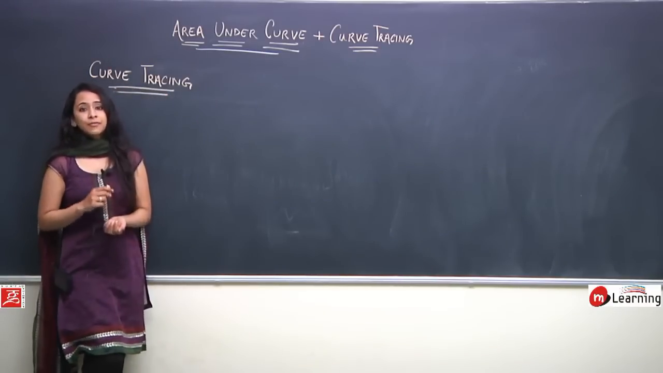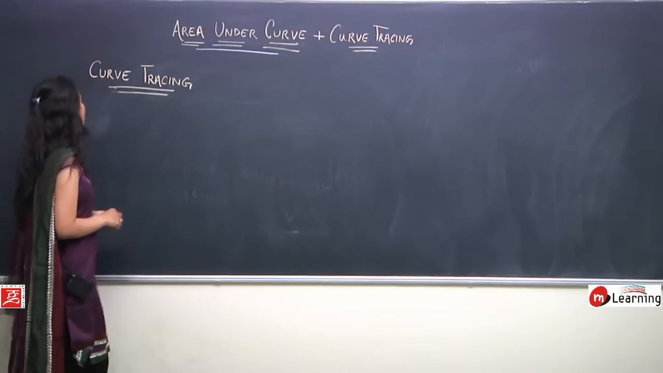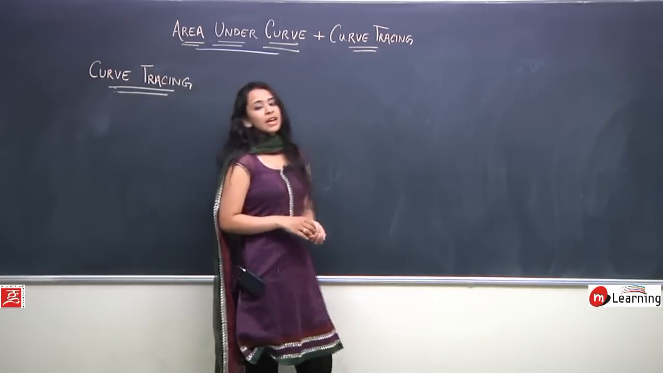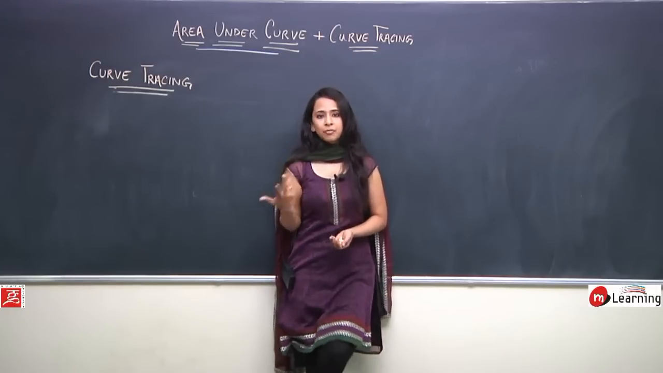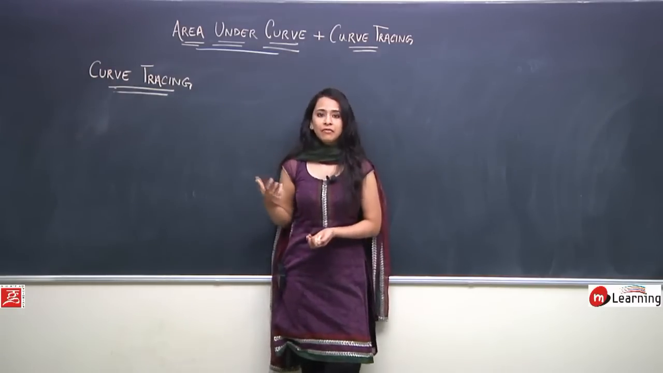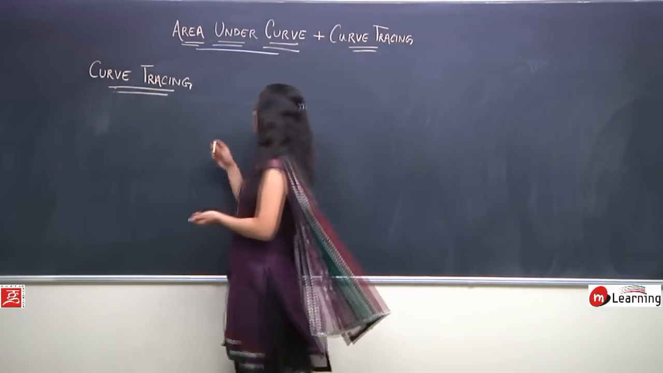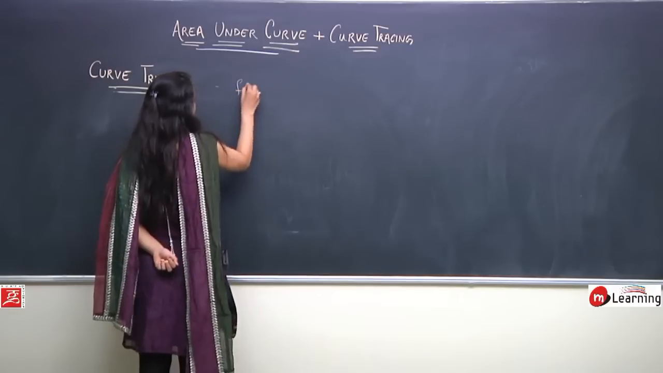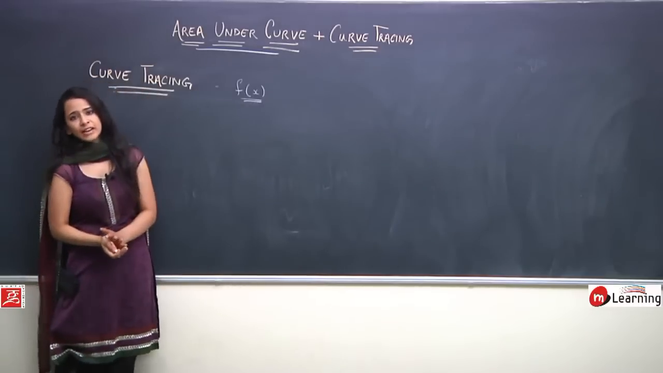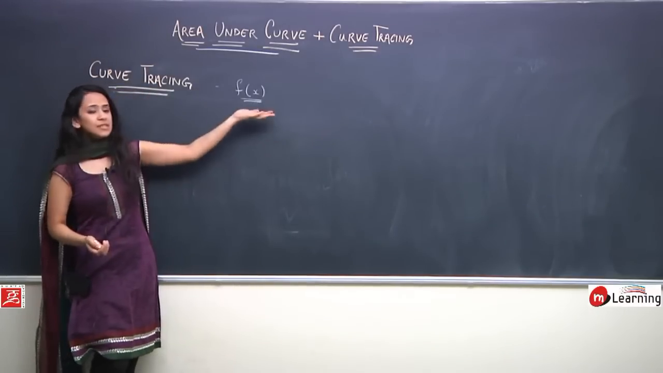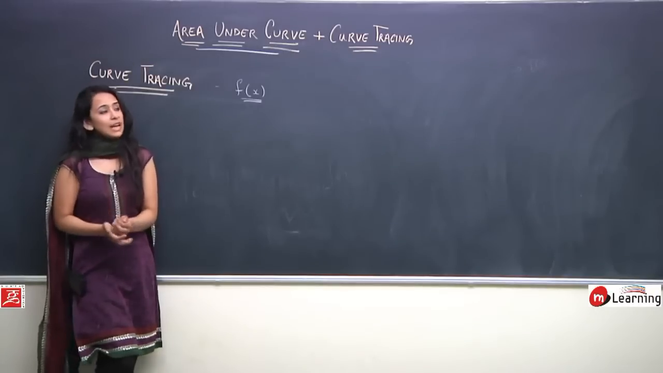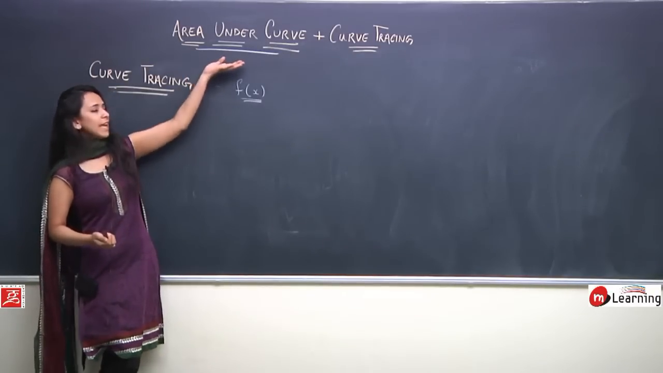Now let us discuss the first topic of this chapter, that is curve tracing. In curve tracing we will basically define the standard procedure using which we can roughly trace the curve of any function. So let us say हमारे पास एक फंक्शन f of x है, so we will discuss a standard procedure using which हम इस फंक्शन f of x का roughly curve आसानी से trace कर सकते हैं, because that is what we will be requiring to find area under curve.